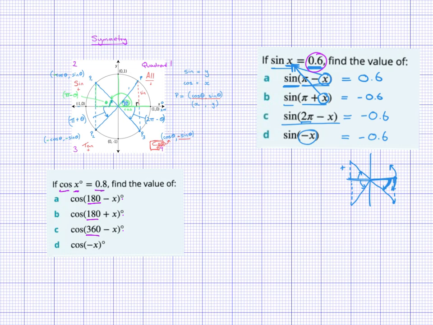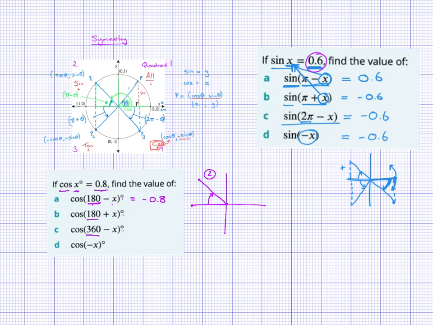Now I want to know 180 minus the same angle. So I draw my unit circle. I have 180 out here on the left. I'm going to move backwards by however many degrees x is to create this angle here. I need to know the cos. The cos in quadrant 2, I might remember, is negative. Other than that, it doesn't change, so it's going to be negative 0.8. It's negative because it's on the left-hand side of the origin here, and that's negative x values.